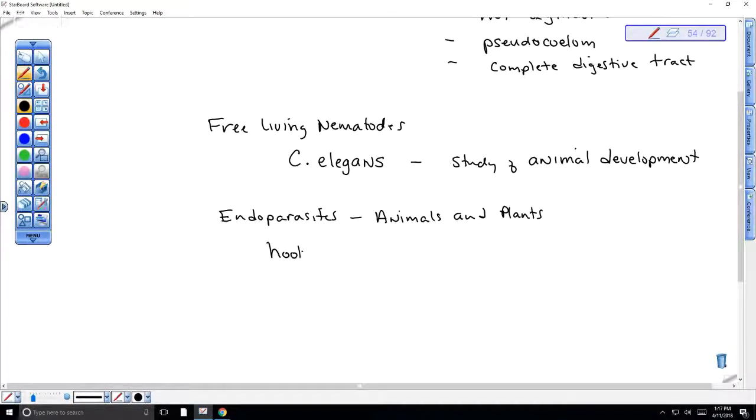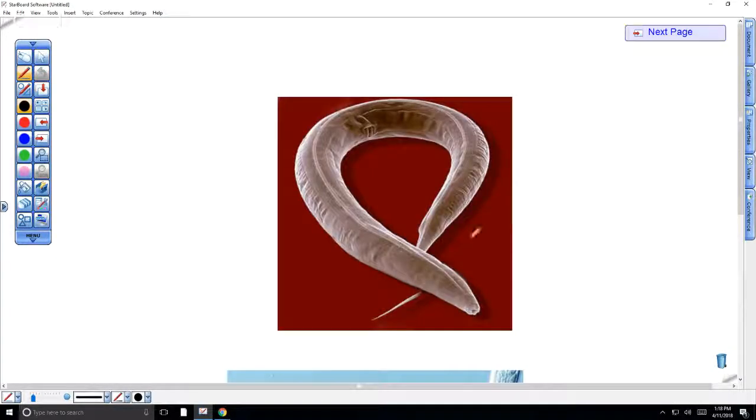hookworms, pinworms, heartworm in dogs, and so these would not be flatworms as parasites, but they're actually roundworms. So if we look at what these organisms look like, the free living ones look something like this. This is actually an electron microscope picture showing its external structure. They're very tiny and they're microscopic. So we want to write that they're microscopic. I forgot to do that.